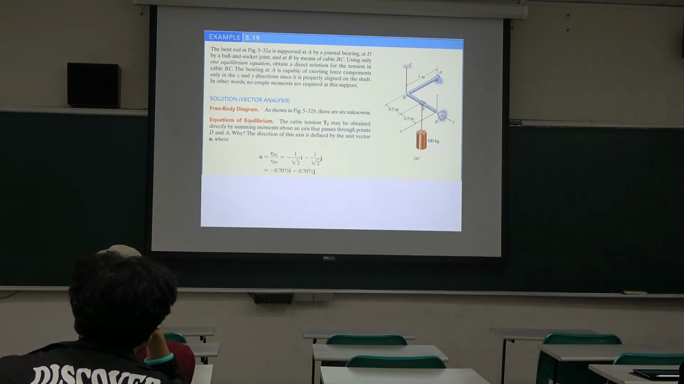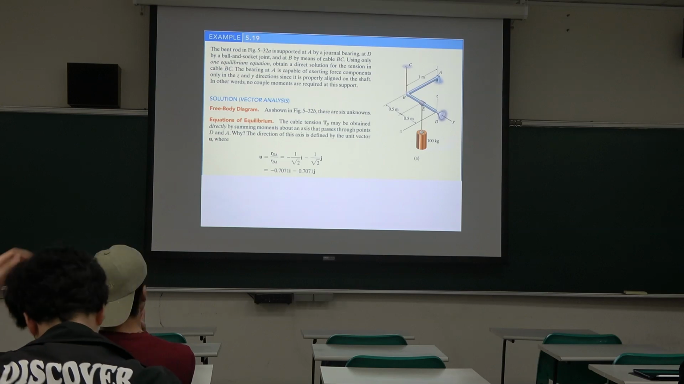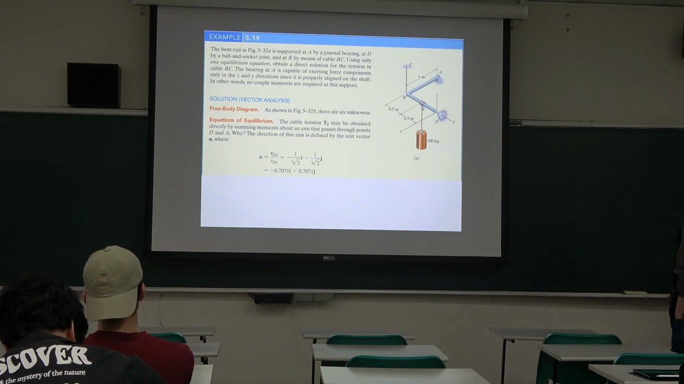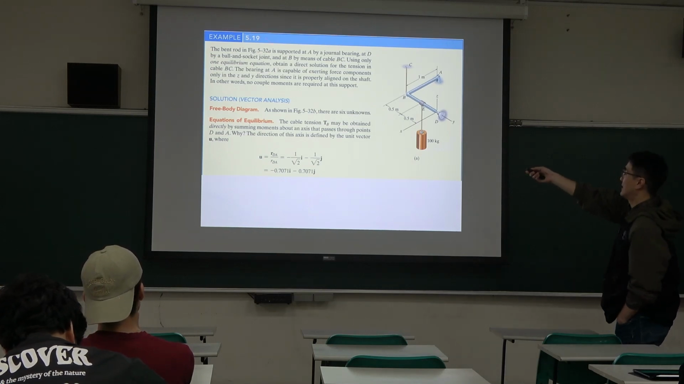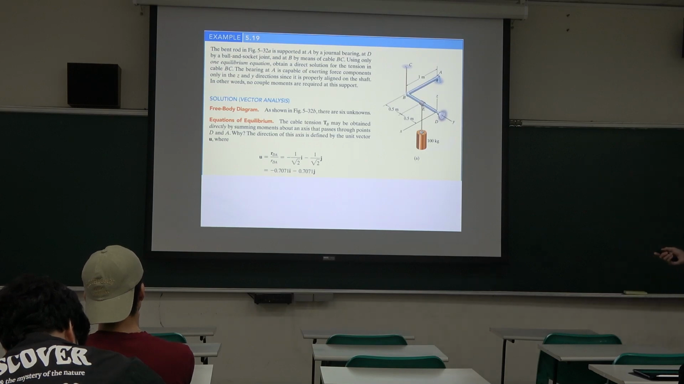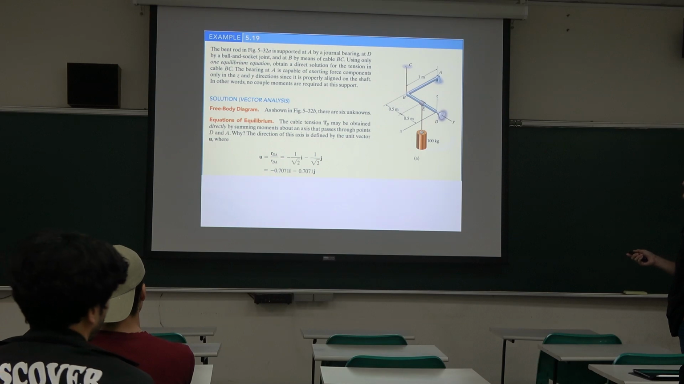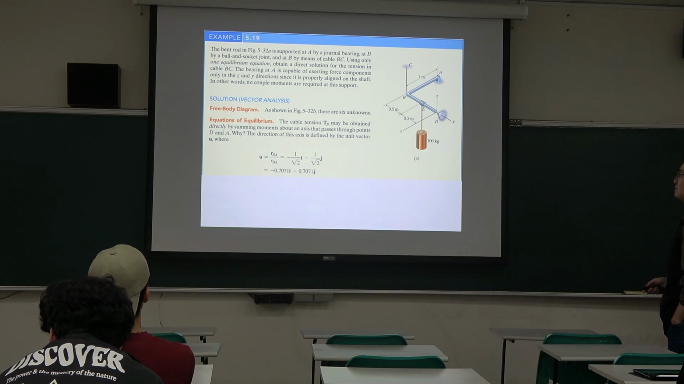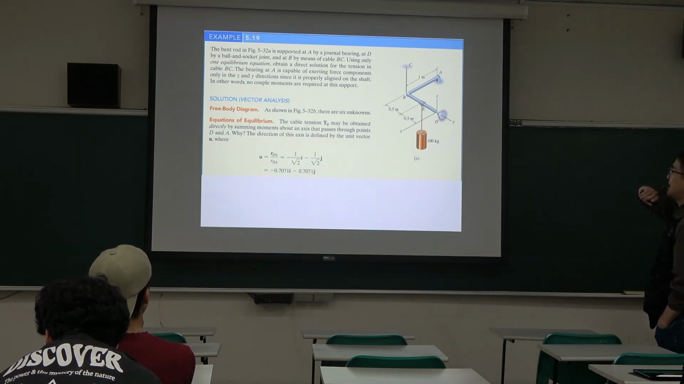Okay, then the bent rod in this figure is supported at A by a journal bearing here, at D by a ball and socket joint, and at B by cable BC. Using only one equilibrium equation, obtain a direct solution for the tension in cable BC.